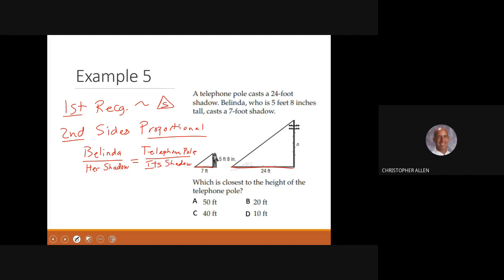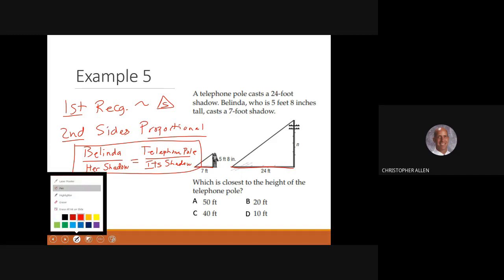This is the big idea right here. Her height is to her shadow as the telephone pole's height is to its shadow. Now, please keep in mind, this is not a unique proportion. There's a different way we could write it, but I don't want to talk about that right now. We'll talk about that at another time if you'd like. So now we can start plugging things in.